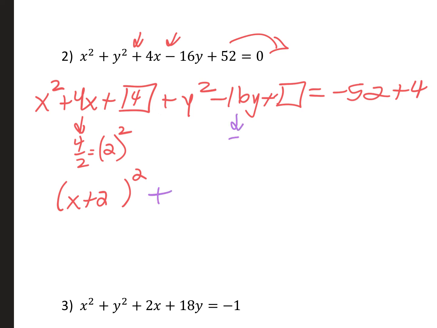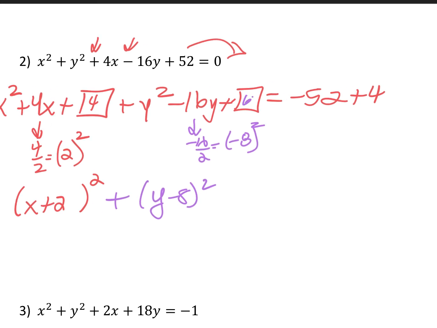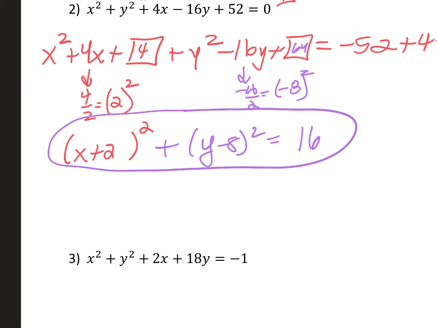So now I take my negative 16 and I divide by 2, which is negative 8. Good. So my second parenthesis is y minus 8 squared. And then when I square negative 8, what do I get? 64. So I add 64 to both sides. What's negative 52 plus 4 plus 64? All right, equals 16. So here's the equation, guys, of your circle in standard form. So now tell me what the center is.